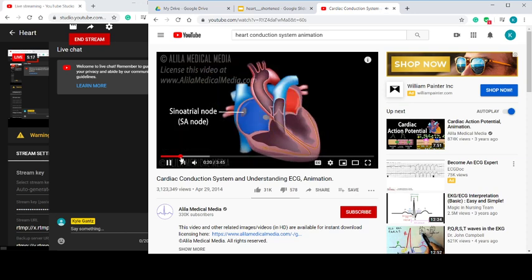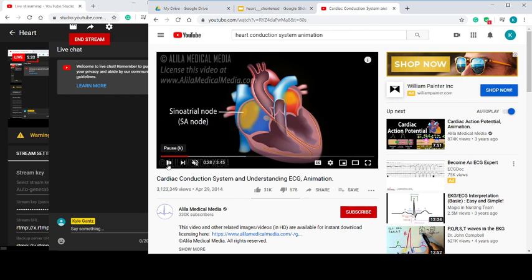As we look at this here, we have a SA node, right? We have that depolarization wave that causes a contraction. Now that yellow is basically a contraction, an electrical event. Obviously it's going extremely slow.